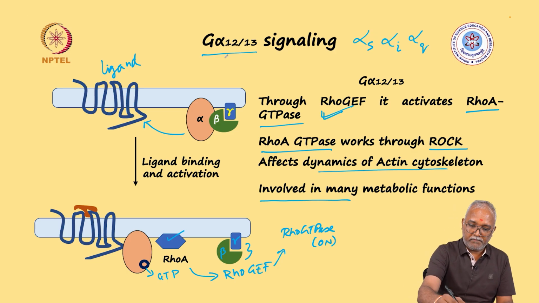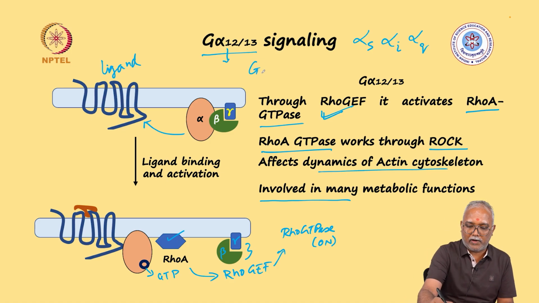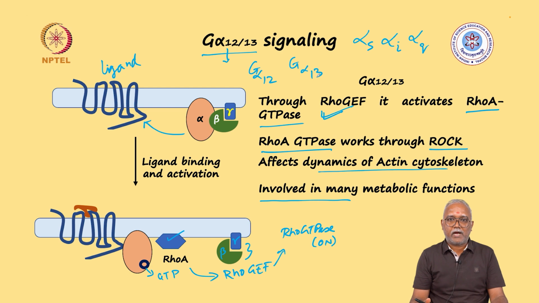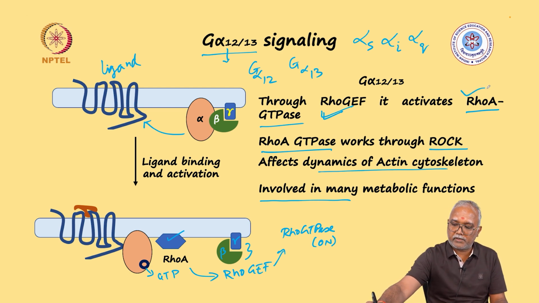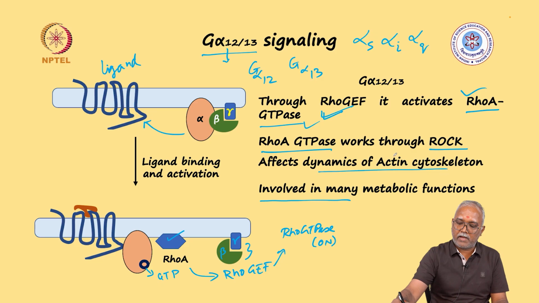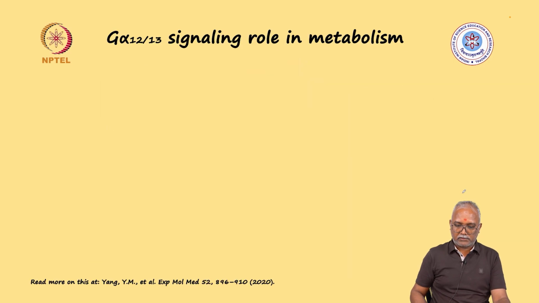Just for information, G alpha 12 13 is not a name that is used interchangeably. G alpha 12 is one type of G alpha and G alpha 13 is another type of G alpha. They are clubbed together because mostly they work downstream with the GTPase of the Rho family, involving the actin cytoskeleton as well as metabolic functions. So we will see some examples of G alpha 12 13 signaling.